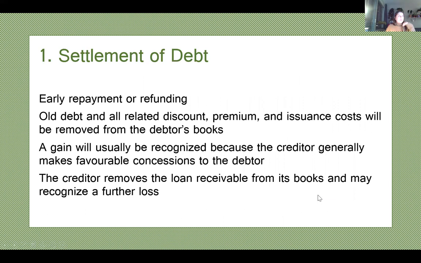For the settlement of the debt, it's basically an early repayment of the debt amount. So all the debt and any discount or premium is removed from the debtor's book. And usually there's going to be a gain for the debtor because the creditor is going to give them more favorable terms. And then on the creditor side, they remove the loan receivable from their book, and they're usually going to record a loss.